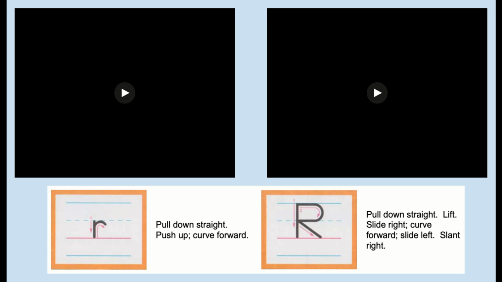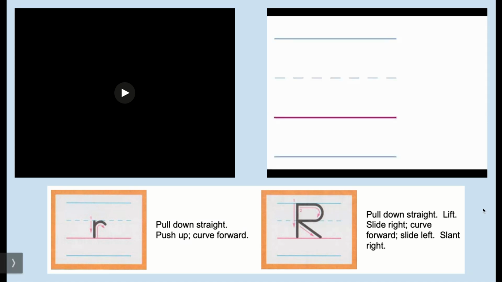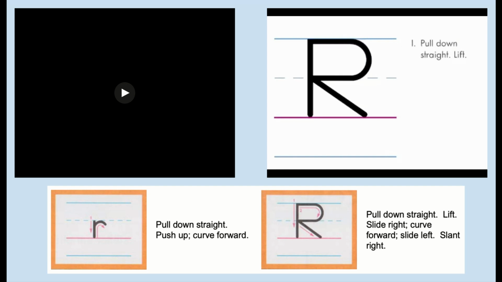Now pick up your pencil and let's practice making the uppercase R. Uppercase R. 1. Pull down straight. Lift. 2. Slide right. Curve forward. Slide left. Slant right. Uppercase R.